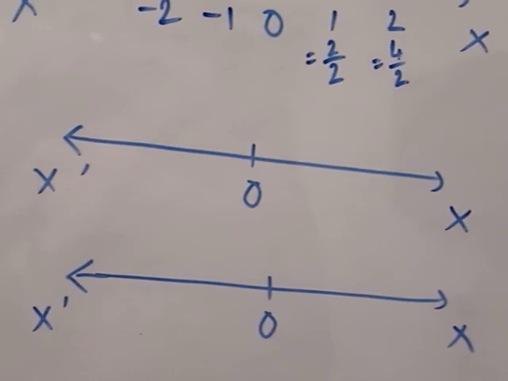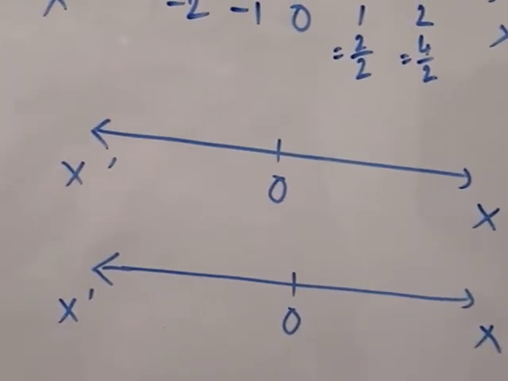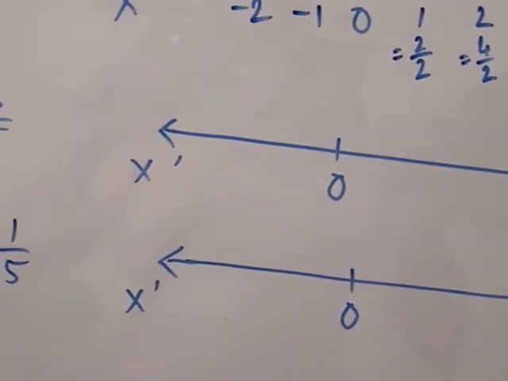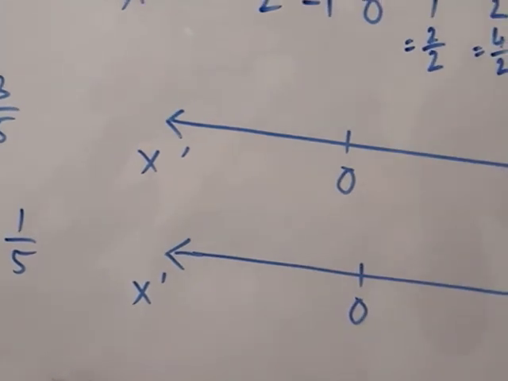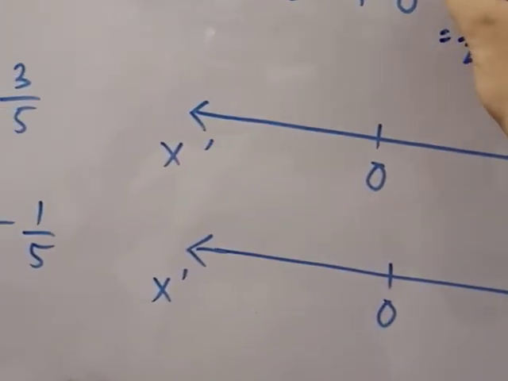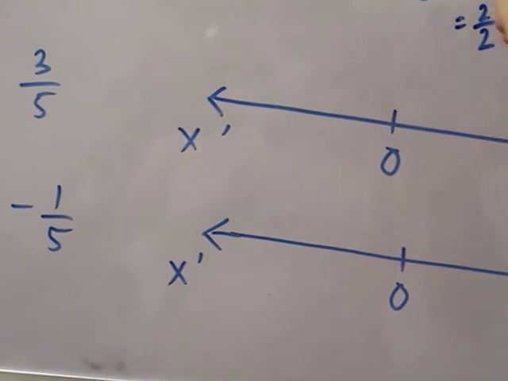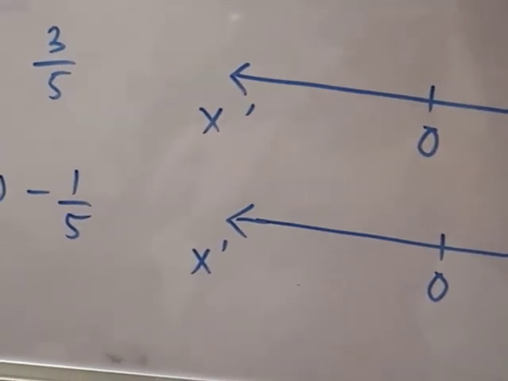So if denominator is 2, that means you have to divide these gaps into 2 equal parts. That means 1 and 2. So this is 1 by 2.